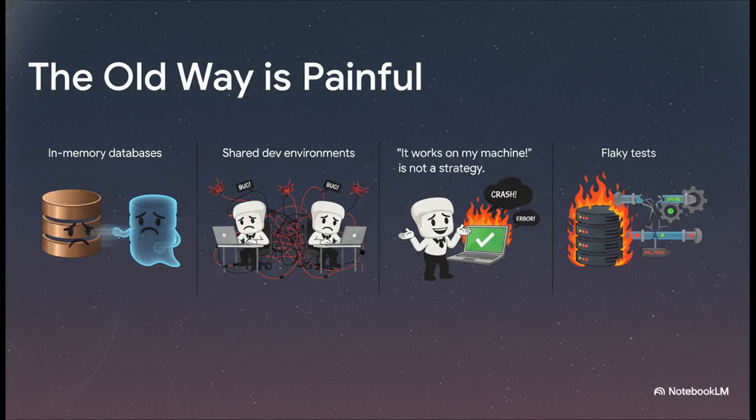For years, we've tried to deal with this using some pretty painful workarounds. We've used in-memory databases like H2, but let's be honest, they're not real databases and can behave differently than what you use in production. We've tried using shared dev environments, which, oh boy, that's just a nightmare of version conflicts and somebody else's bad data messing up your tests. All of this just leads to flaky tests, a total loss of confidence, and of course, that dreaded phrase, well, it works on my machine.